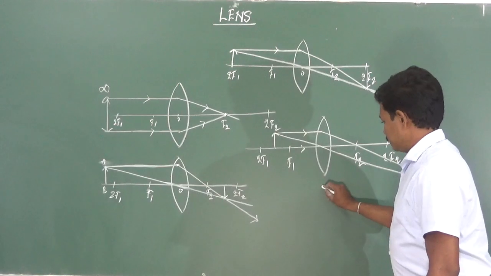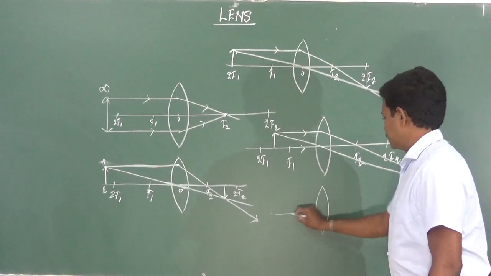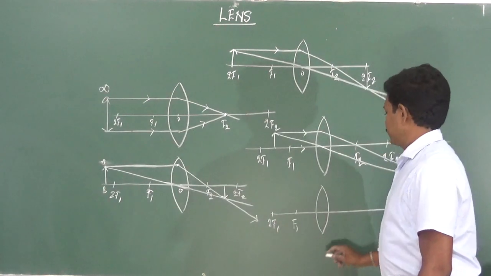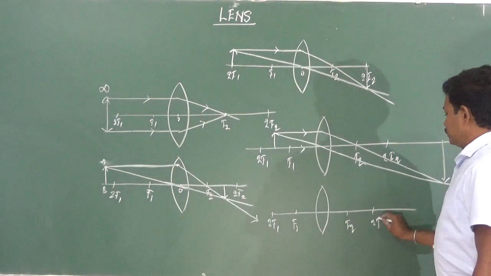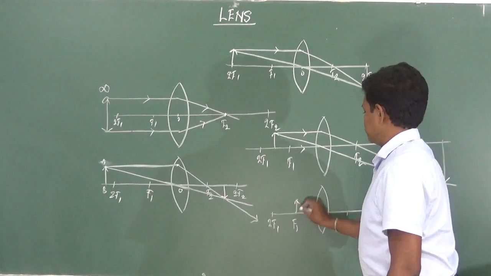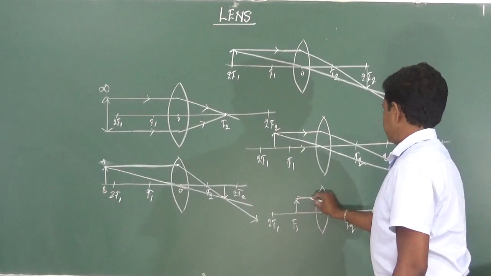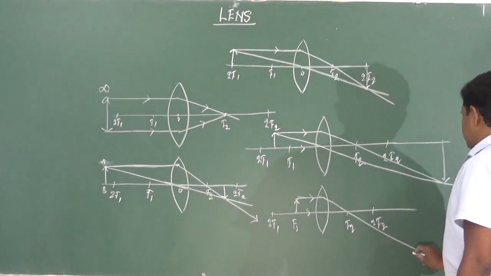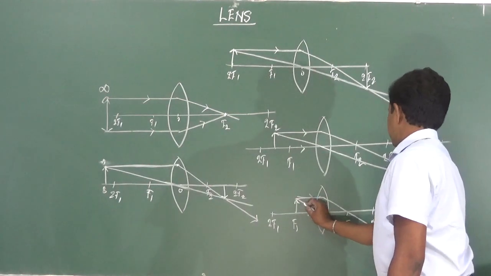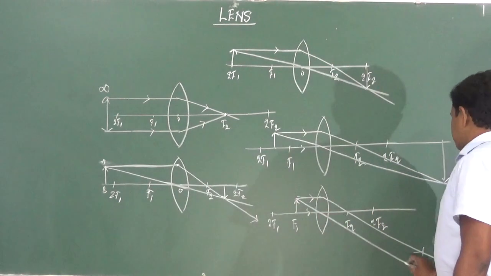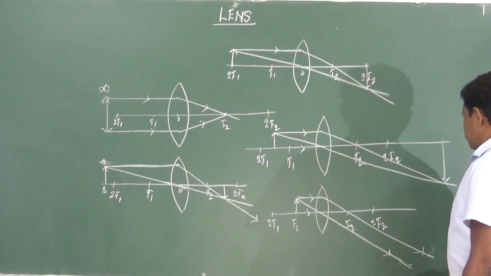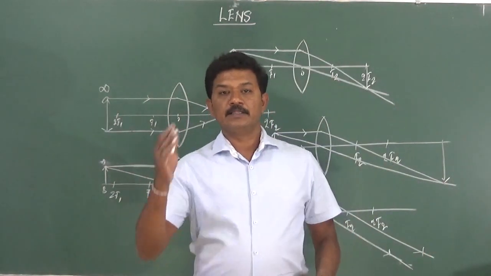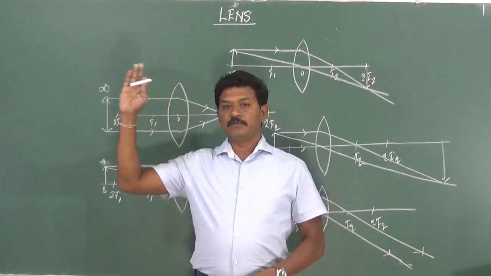Next, the object was kept exactly at F1. This is 2F1, this is F2 and this is 2F2. When the object was kept exactly at F1, one of the light rays was made to pass parallel to the principal axis. After refraction, it will pass through the principal focus. Another light ray was made to pass through the optic center. Both the light rays were exactly parallel to each other, and according to physics, we say that two parallel light rays meet each other at a point after a very long distance.